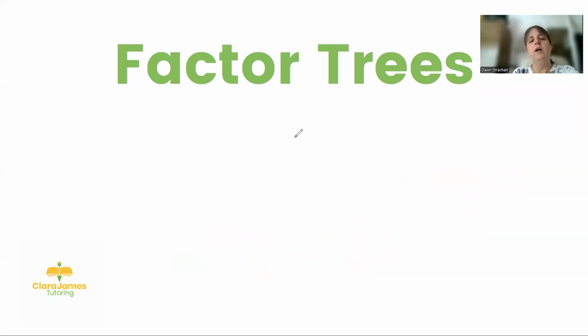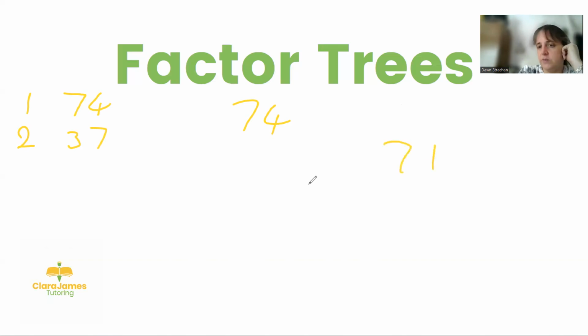Let's try another one. This time let's do a bigger number. Let's do 74. Okay, so the factors of 74 are 1 and 74. I really should have tried this out before I started. 2 and 37. 3 is not going to work. And I know 3 is not going to work because if I take the 7 plus 4 and add them together, it equals 11. And because that's not a multiple of 3, I know it's not going to divide by 3.